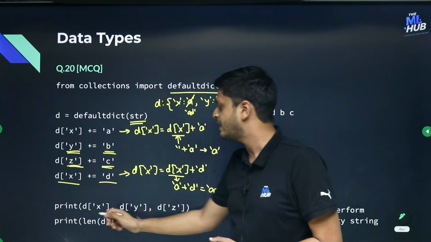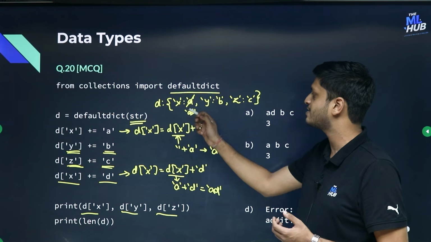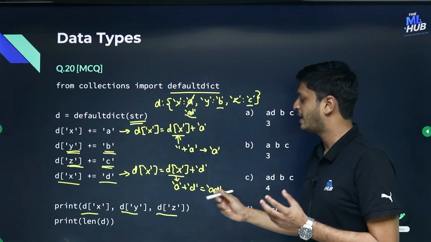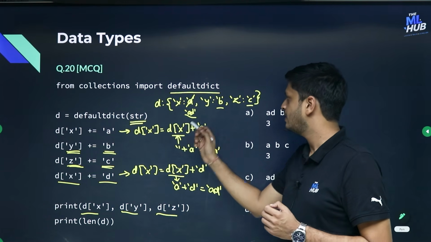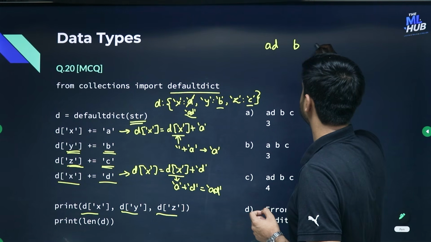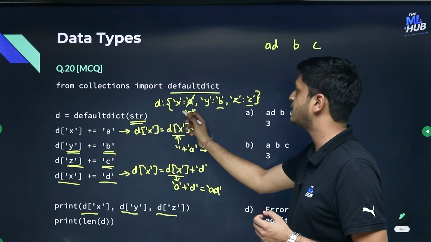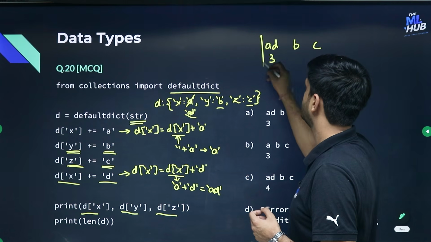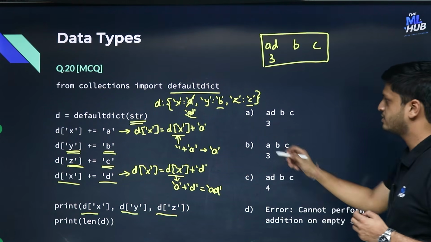Now you are just printing d of x, d of y and d of z, which means the values corresponding to x, y and z. For x it is ad, for y it is b, and for z it is c. And by default the separator is a space. So the answer will be ad, b and c. ad space b space c will be printed in this statement. Then you are printing the length of d. Length of d means number of key value pairs. Number of key value pairs is 1, 2, 3. There are 3 key value pairs, and hence the final answer will be ad, b, c, and then in the new line you will have 3, which is option A.